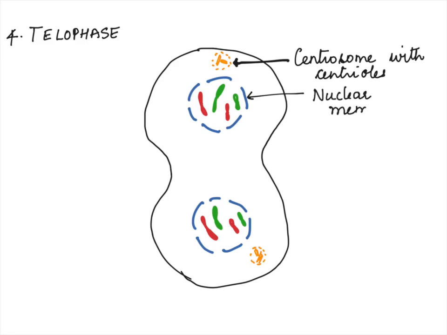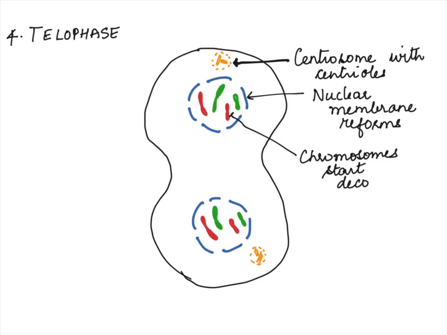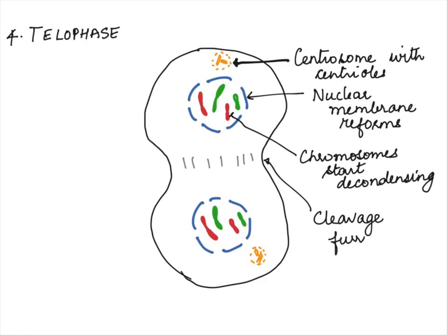So, the centrosomes are present on each pole of the cell. So, there are two centrosomes now. The nuclear membrane is starting to reform, and the chromosomes, which are now inside the nuclear membrane, start to decondense to become chromatin. In between, they show the constriction, which is called a cleavage furrow, that then leads to cytokinesis. So, this completes the mitotic division.